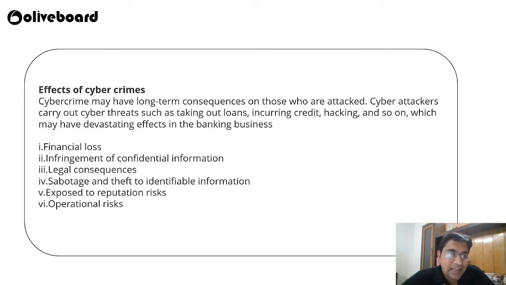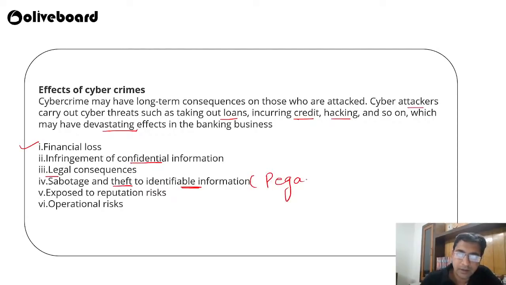Now, what is the effect of cybercrime? Cybercrime has long-term consequences for those who are attacked. Cyber attackers carry out cyber threats such as taking out loans, incurring credit, and hacking. It may have a devastating effect: financial losses, infringement of confidential information, legal consequences, sabotage, theft, identity theft. The Pegasus virus, you know, Pegasus. Right now that word has come up. Israel being a part of that, many Indian politicians and businessmen have been affected by this Pegasus virus. Then exposure to reputational risk and operational risk. All these things are the effects of cyber crimes.